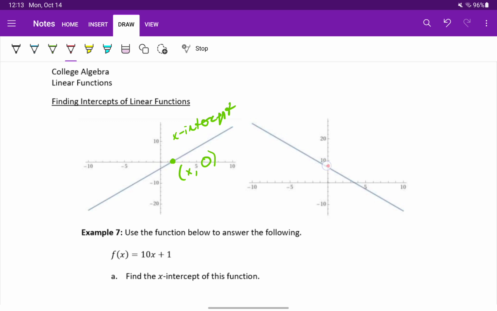Similarly, when we look for a y-intercept, that'll be the point where our function crosses the y-axis. There will be some y-coordinate, but the x-coordinate for that point is always 0.